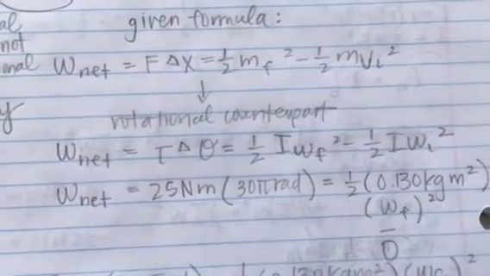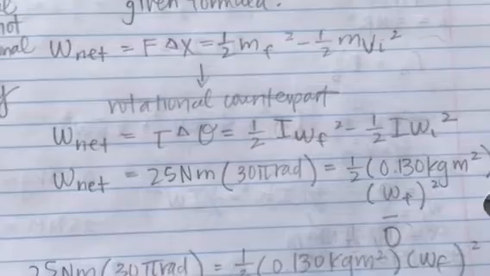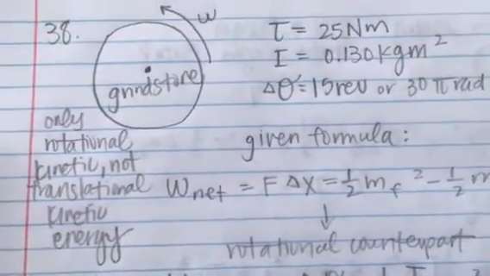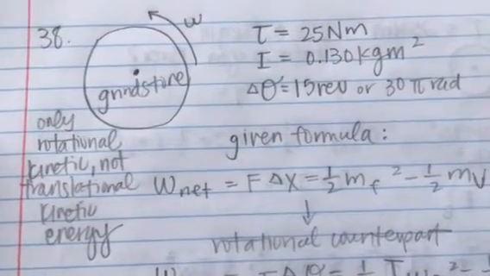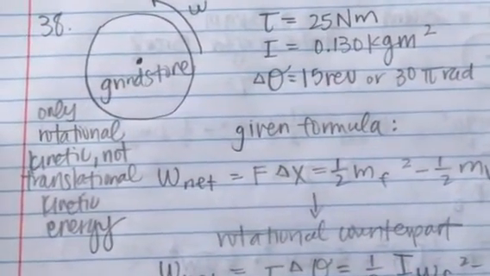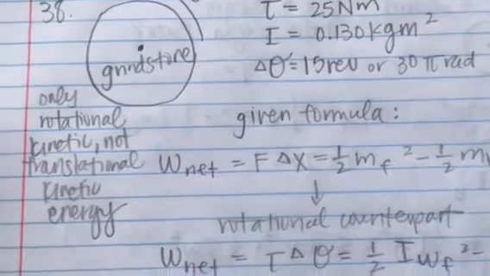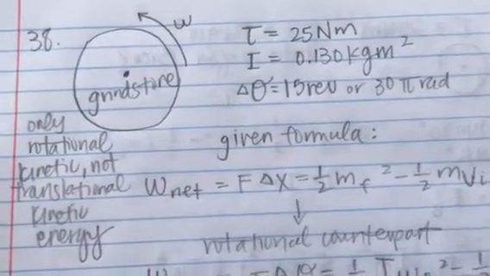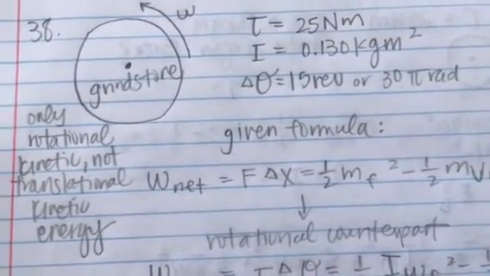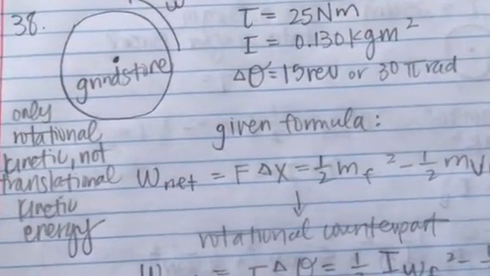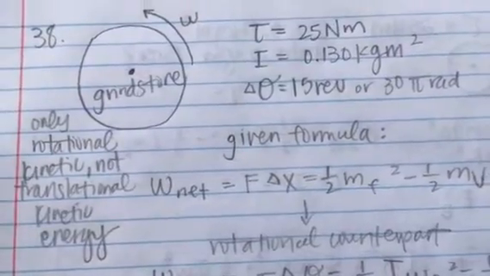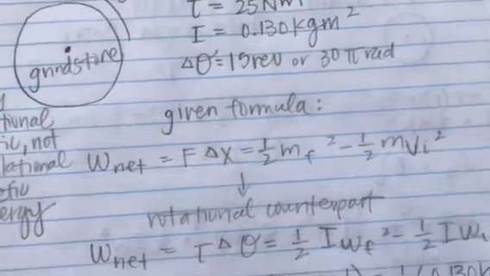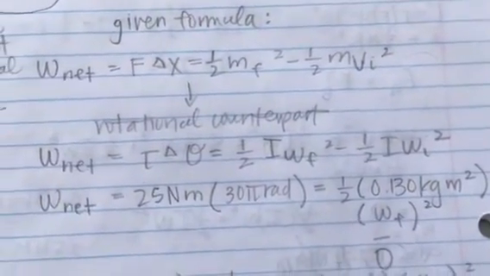The reason why we can just automatically plug it into this formula is that it's only rotational kinetic energy, not translational kinetic energy. As we learned in class, the sum of the energies is constant, which means the energy initially is the same as the energy finally. However, we only have rotational kinetic energy because it's a grindstone, and the grindstone just turns upon itself. It goes like this, which means there's not going to be any translational kinetic energy, so we can use this formula in its entirety.